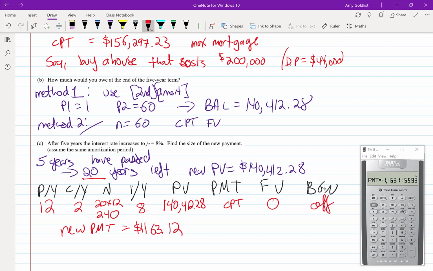$1,163.12. Here, we're going to assume that we're going to have to round up. So I'm going to re-enter that. So let's put that in, 1163.2, oops. Let's make that our new payment. And just to check, I recompute the N and I get just under 240. That's what I was looking for.